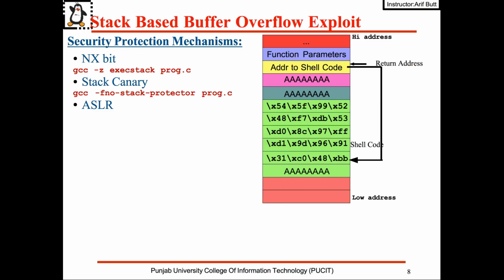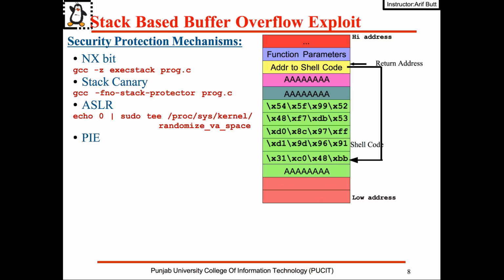function in memory. On Linux systems, ASLR can be disabled by writing a 0 in this file. You can use this command to disable the randomization. /proc/sys/kernel, and the file name is randomize_va_space.